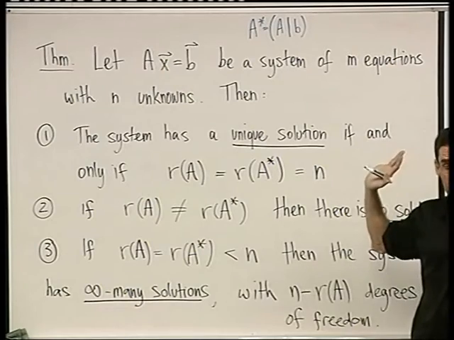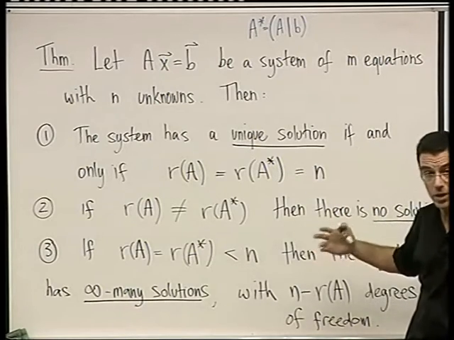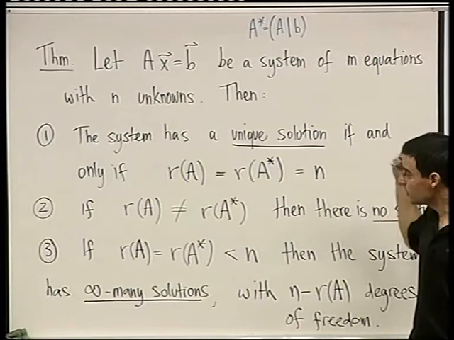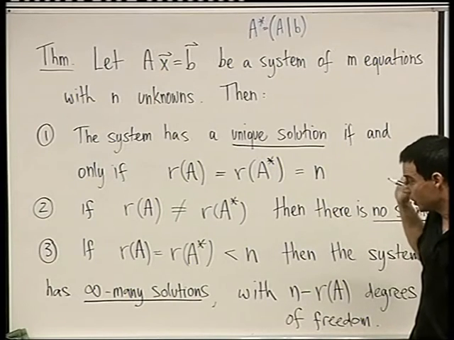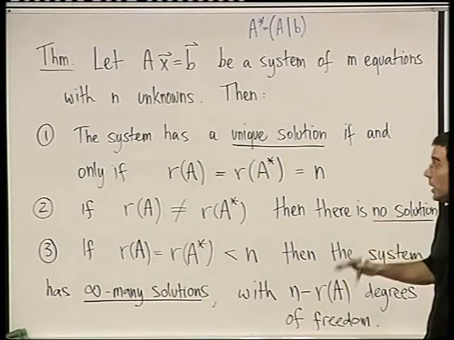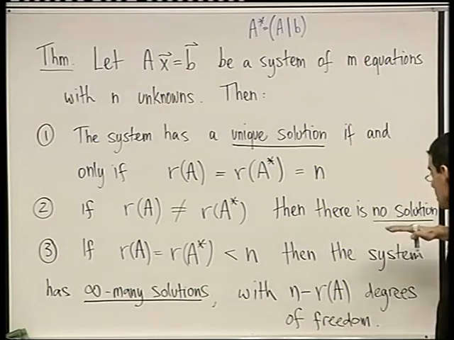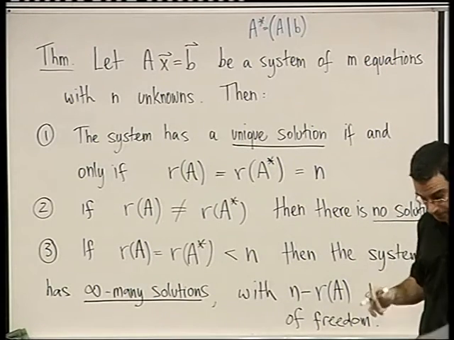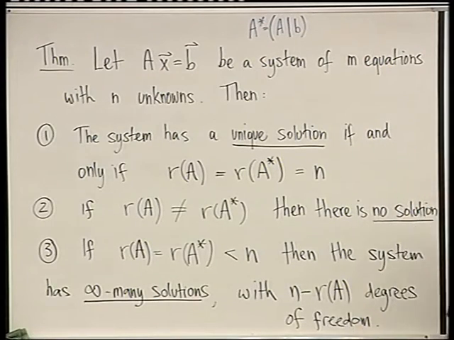So these are the only three possibilities, and in particular, it answers a question that we posed a while ago. Can there be 7 solutions? The answer is no. It's either a unique solution, no solution, or infinitely many of them. Okay, so here's our example.